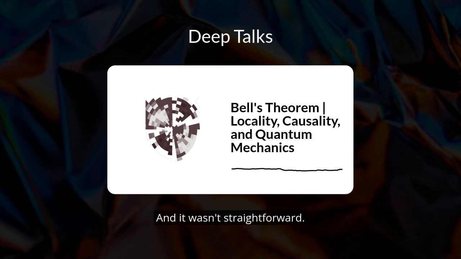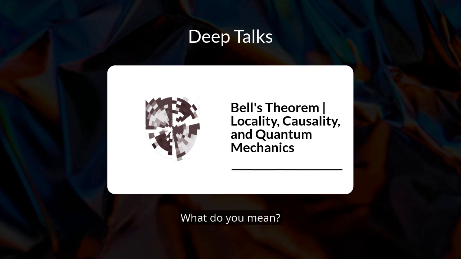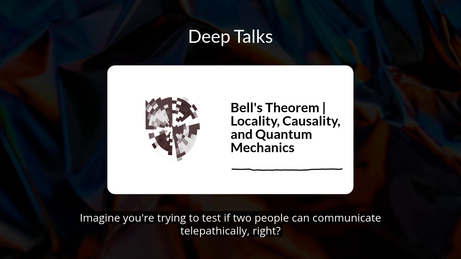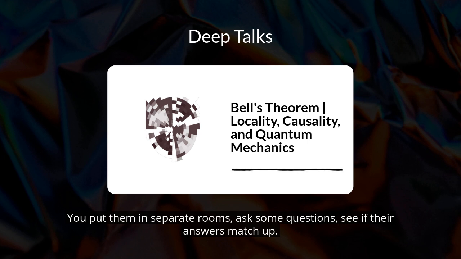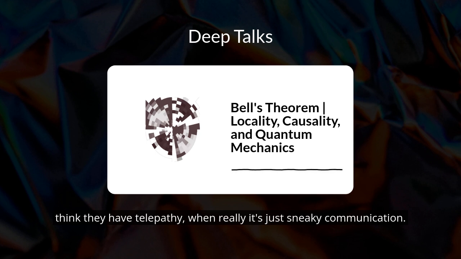And it wasn't straightforward. Many of the early results could be explained away by various loopholes in the experiments. Loopholes? What do you mean? Imagine you're trying to test if two people can communicate telepathically, right? You put them in separate rooms, ask them questions, see if their answers match up. But what if there's a tiny hole in the wall and they're secretly signaling each other? That hole, that's a loophole in your experiment. It could lead you to think they have telepathy when really it's just sneaky communication.